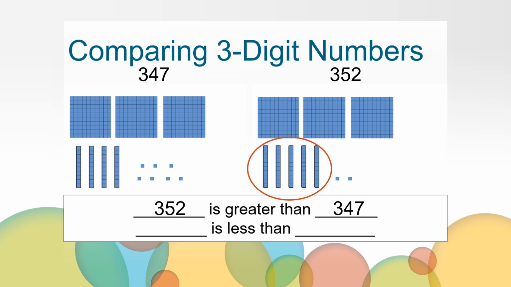That's right. 352 is greater than 347 because it has more tens. We could also say 347 is less than 352. Were you able to successfully compare the three-digit numbers? Can you tell which is the greater number and why?